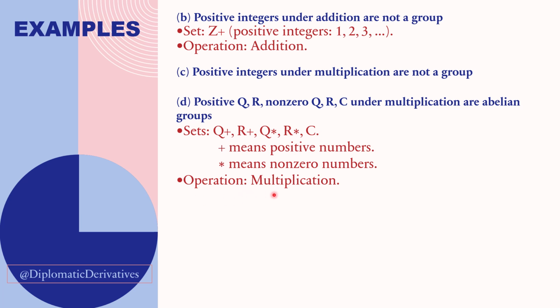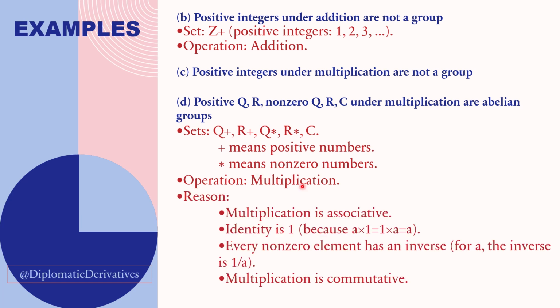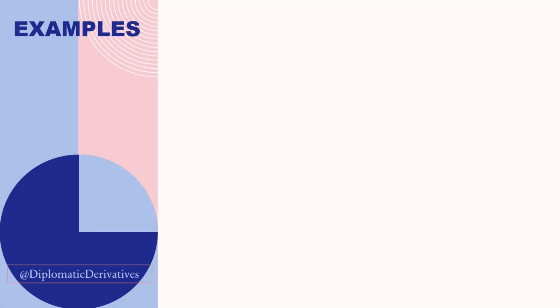The operation is multiplication. Since the operation is multiplication, the identity element is 1. So we don't need to worry if there is 0 or not, because 0 is the identity element for addition. If there is no 0, it's okay, because the operation we're tackling is multiplication. Under this operation, it is associative. The identity element is 1, which exists. Every non-zero element has an inverse. For the identity element 1, the inverse has to be 1 by the element, so if it's A, the inverse has to be 1 by A. Multiplication is commutative as well. Therefore, these groups are abelian groups under multiplication.